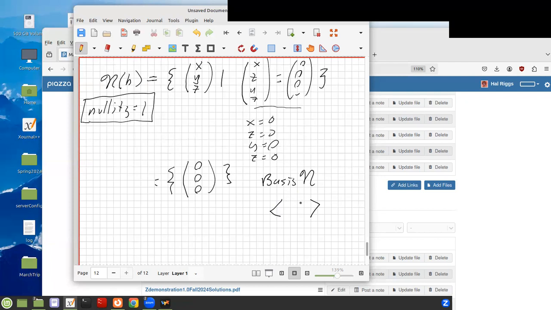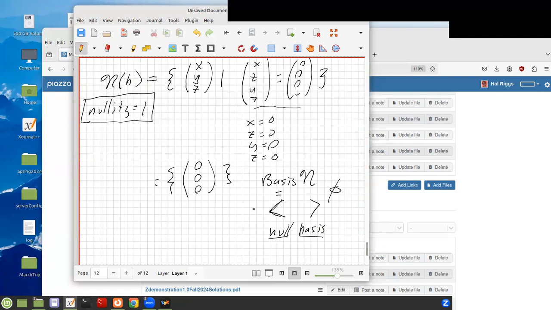It's like the empty set. That is how you represent a null basis. I just make that up and say this is the null basis, right? It has no vectors, no non-zero vectors.